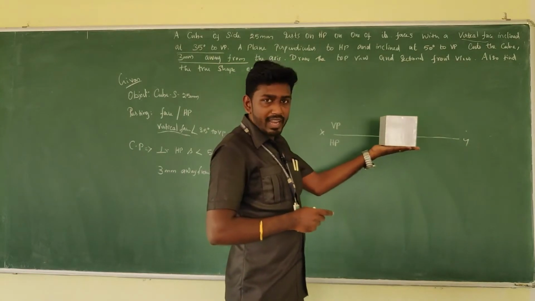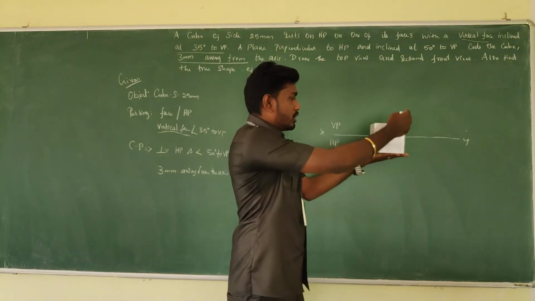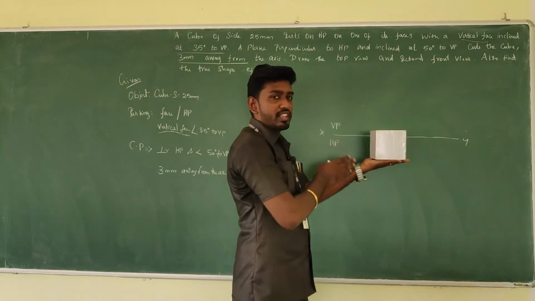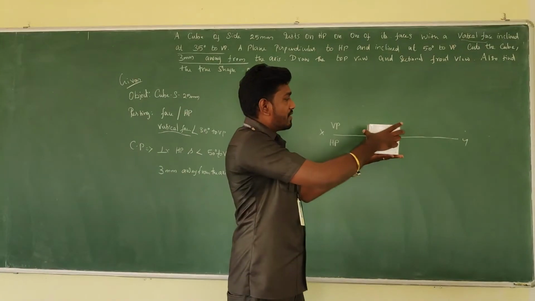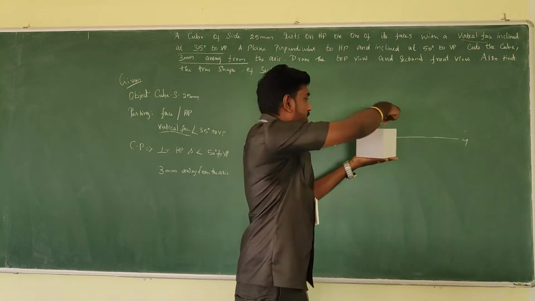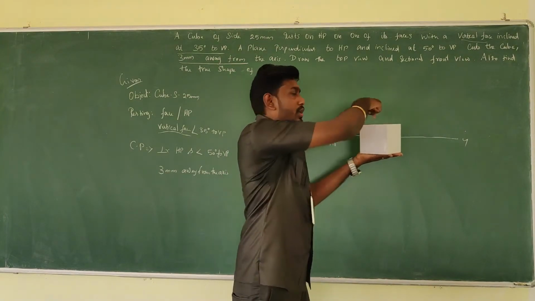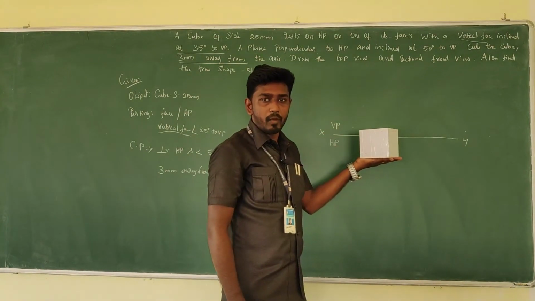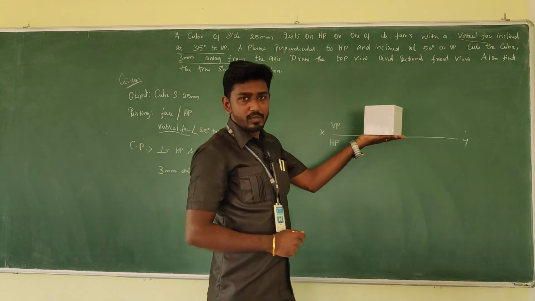When you are keeping the object like this, two of the vertical faces are perpendicular and two of the vertical faces are parallel to VP, right? If I tilt like this, this face makes an inclination. So you need to make 35 degrees to VP. Okay, this is how the object is being placed.